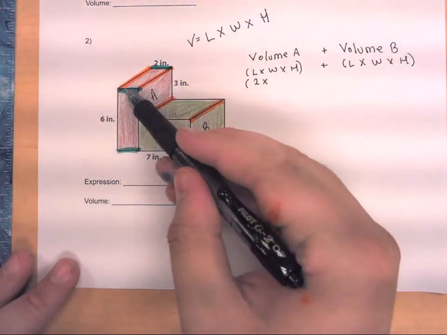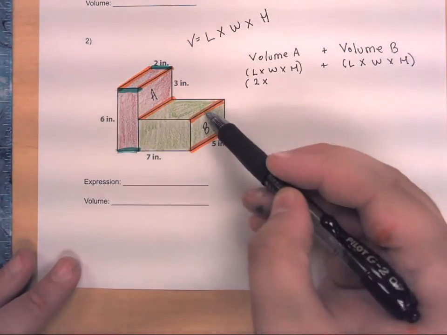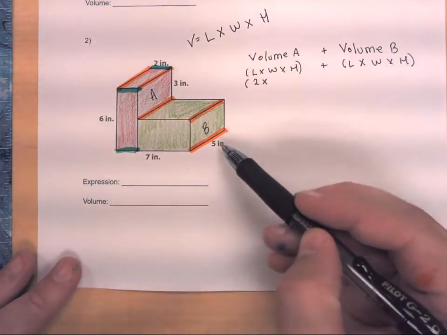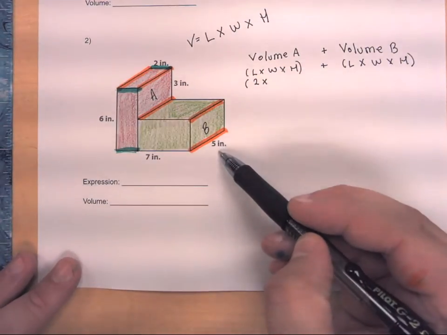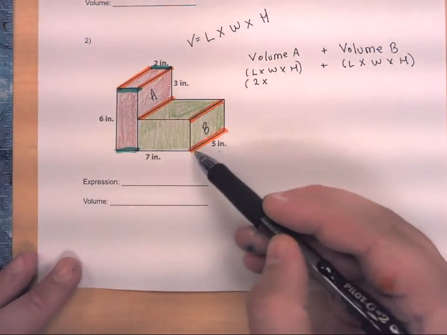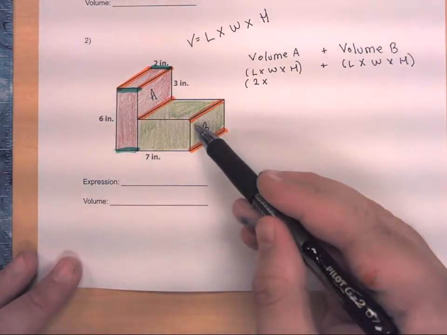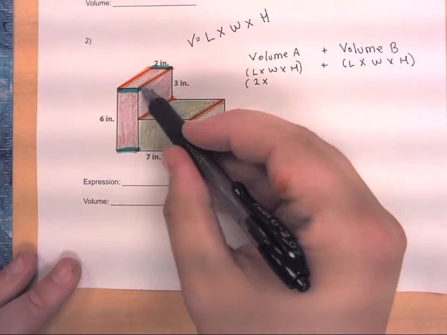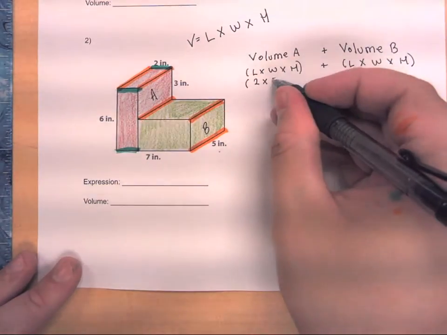So we don't see any of these measures defined. But down here we do see that this 5 identifies the width as 5 here, here, here, as well as there. So we know that the width of A is 5.